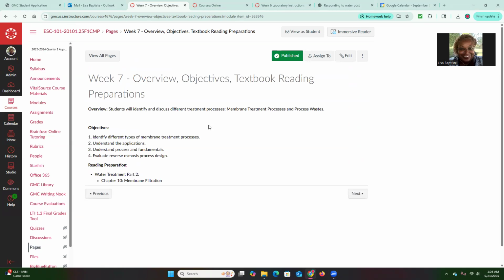this is our overview. Students will identify and discuss different treatment processes, membrane treatment process, and process waste. Your objectives are to identify different types of membrane treatment processes, understand the applications, understand process fundamentals, and evaluate reverse osmosis process design. The reading preparation for this week is Water Treatment Part 2, Chapter 10, which is on membrane filtration. Okay, so let me go back.